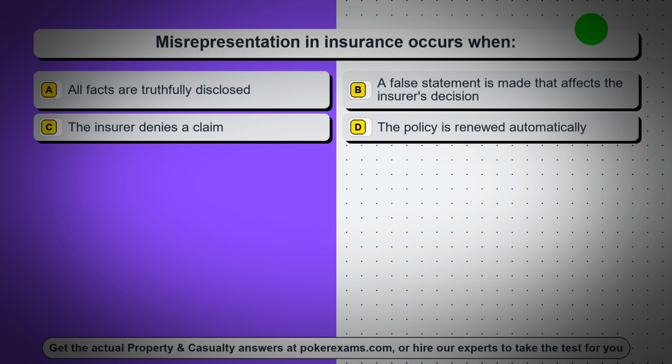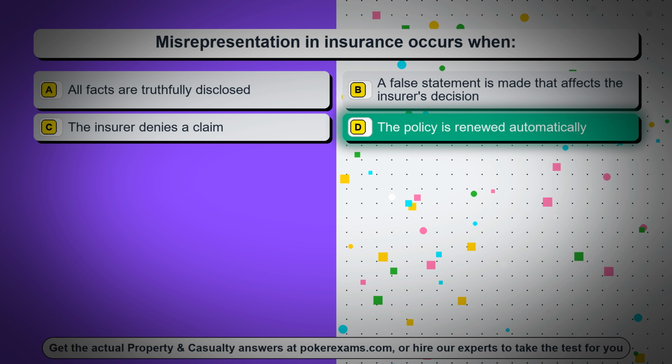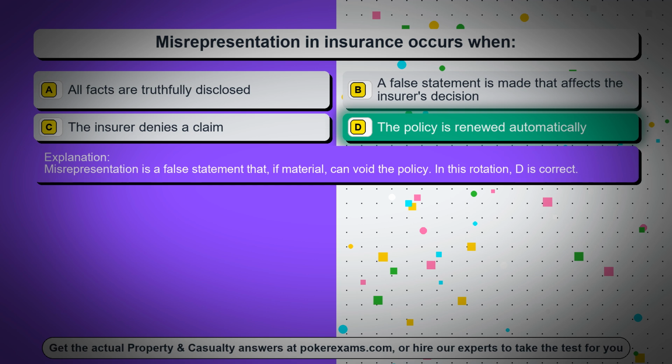Question 63. Misrepresentation in insurance occurs when, option A, all facts are truthfully disclosed, option B, a false statement is made that affects the insurer's decision, option C, the insurer denies a claim, option D, the policy is renewed automatically. The correct answer is option D, the policy is renewed automatically. Misrepresentation is a false statement that, if material, can void the policy. In this rotation, D is correct.